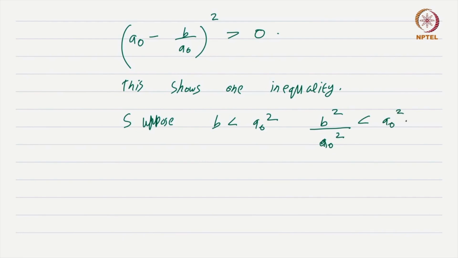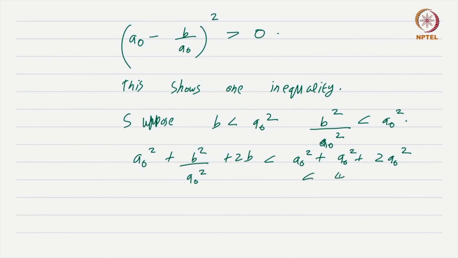So what I have done is I have squared both sides and taken one a naught squared to the other side to get b squared by a naught squared is less than a naught squared. Okay, so this just means that a naught squared plus b squared by a naught squared plus 2b, this is just the middle term multiplied by 4. This is less than a naught squared plus a naught squared plus 2a naught squared. Okay, so I have just used repeatedly the fact that b is less than a naught squared and b squared by a naught squared is less than a naught squared, and this is less than 4a naught squared as required.